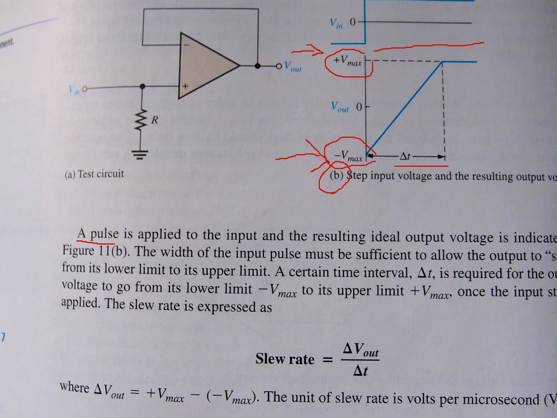Once the input pulse is applied, the slew rate is expressed as slew rate equal to delta V out over delta T, where delta V out is equal to positive Vmax minus negative Vmax, and the unit of slew rate is volts per microsecond.